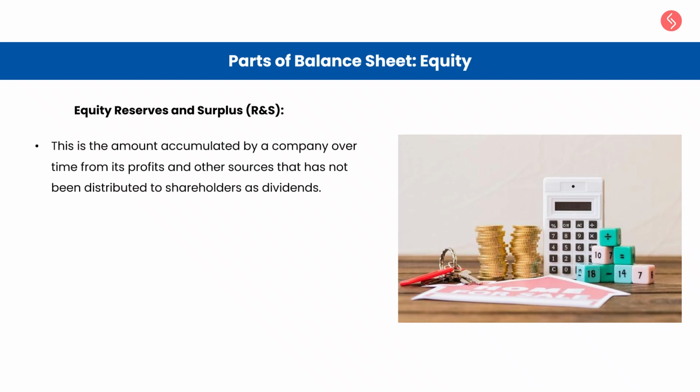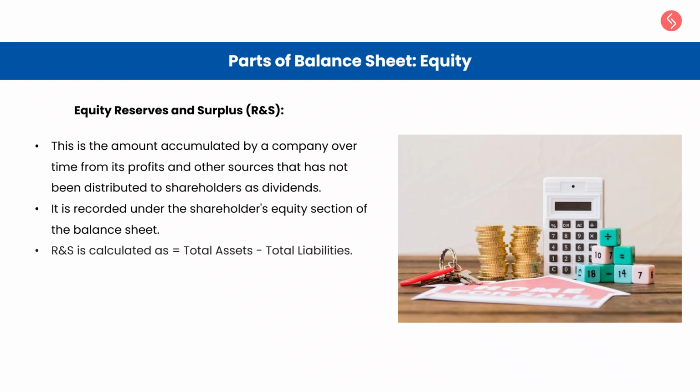This is the amount accumulated by a company over time from its profits and other sources that has not been distributed to shareholders as dividends. It is recorded under the shareholders' equity section of the balance sheet. R&S is calculated as total assets minus total liabilities.